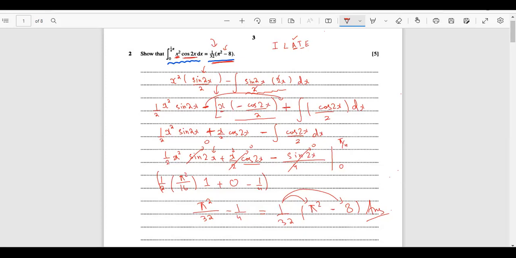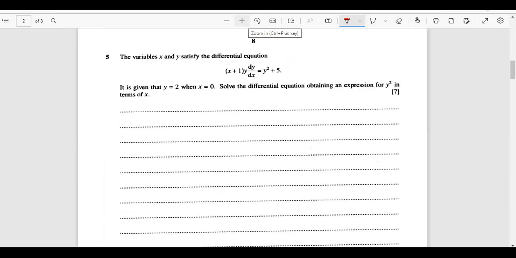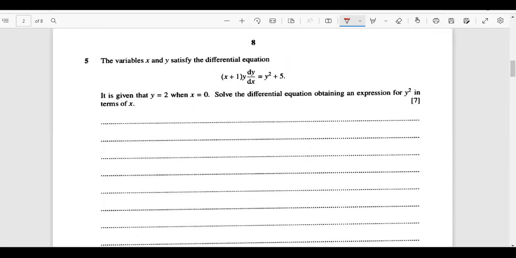All right, let's talk about the next one. Okay, so here's another question. It is question number 5. It says, the variables x and y satisfy the differential equation. Here's the differential equation. It is given that y is 2 when x is 0. Solve the differential equation obtaining an expression for y squared in terms of x.